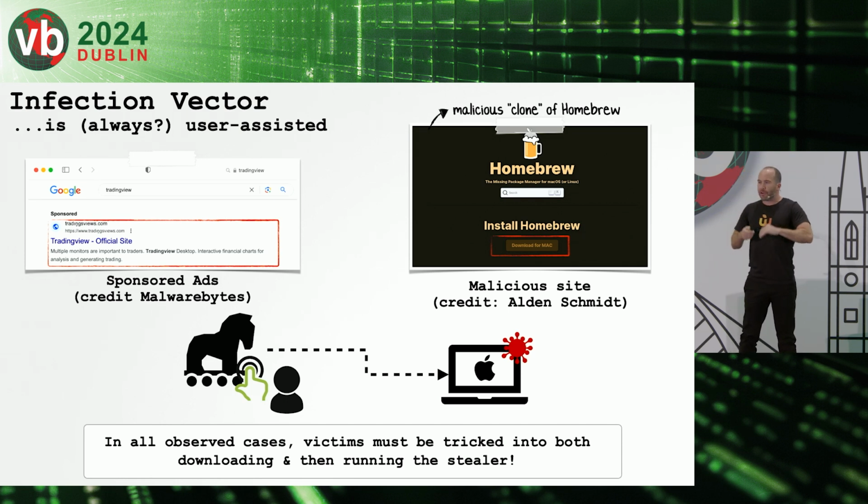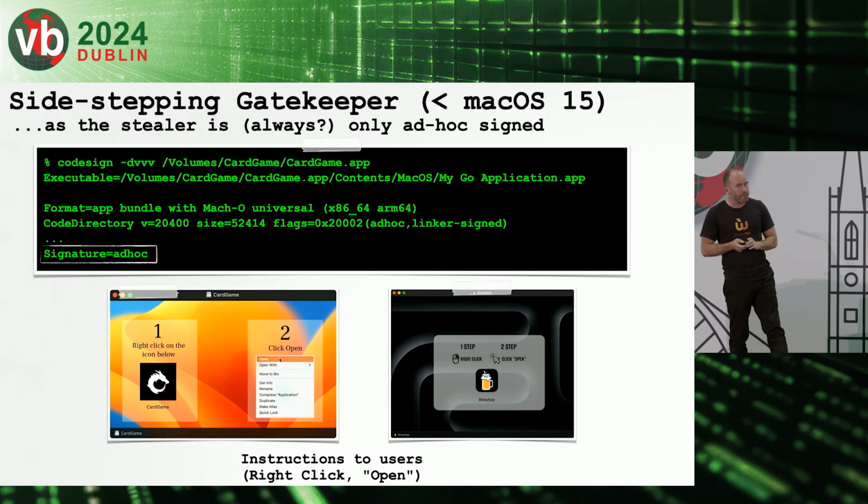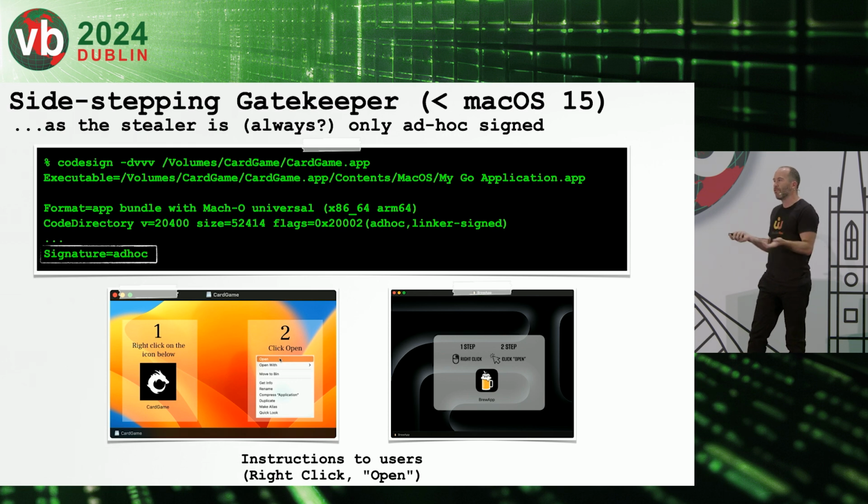The main takeaway is, regardless of these approaches, the user is the one who has to be tricked into both downloading and running the malware. So it's very high touch and requires a lot of user interaction, right? So we're not seeing zero days, we're not seeing supply chain attacks. It's like the basics.